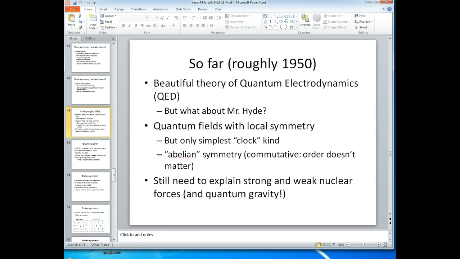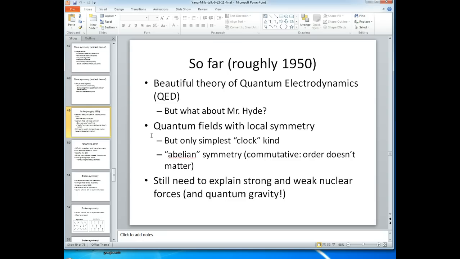So far, roughly 1950, although this is not supposed to be historically accurate or chronological, we've got a beautiful theory of quantum electrodynamics. It's based on quantum field theory. The way people calculate with it is with Feynman diagrams, although I'll say more about exactly what's going on with that. What I wanted to mention, though, is the subtitle of this whole presentation is a Jekyll and Hyde story. Well, we've seen the good part, the Dr. Jekyll part. What about Mr. Hyde? Well, we'll see that very soon.